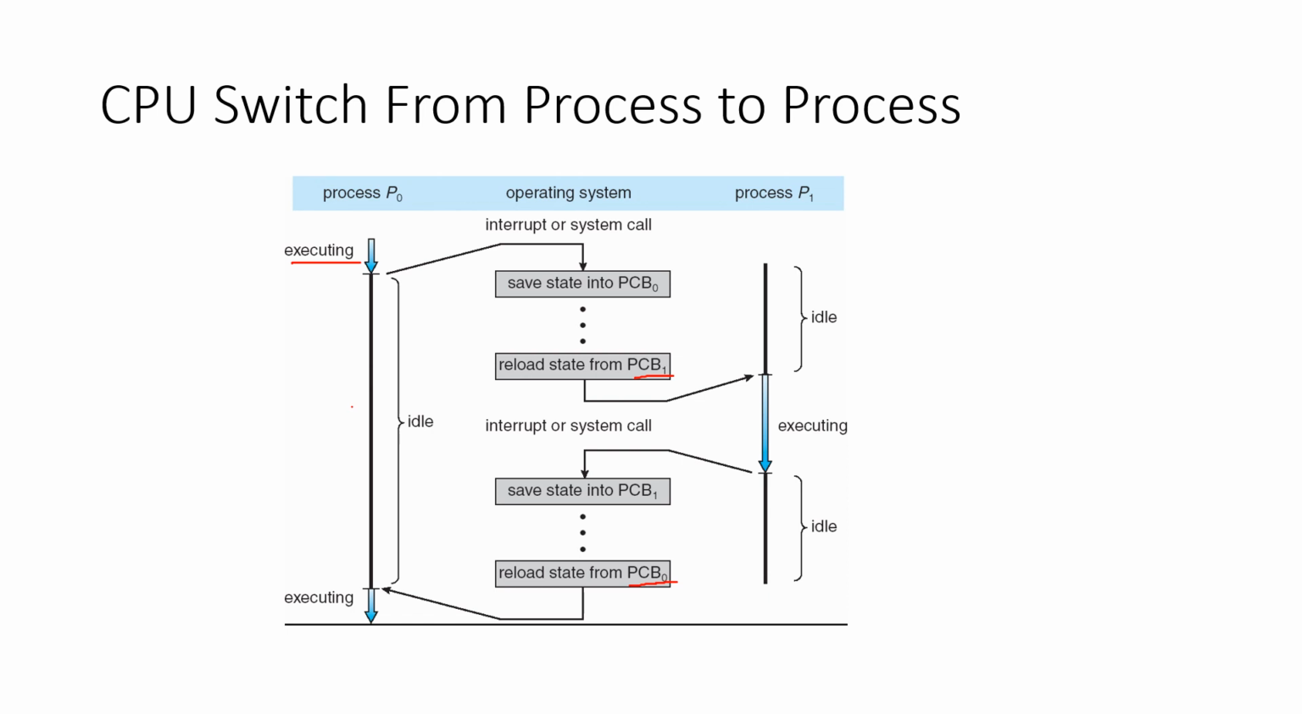So when P1 was executing again, P0 is in idle state. Then again there was a switching from P1 to P0. At that time, both were idle. So in this case, we come to know that at a time the CPU is processing only one program. But the switching between the processes is so quick that we feel that multiple programs are being executed by the CPU simultaneously. But actually, only one process is getting executed at a time.